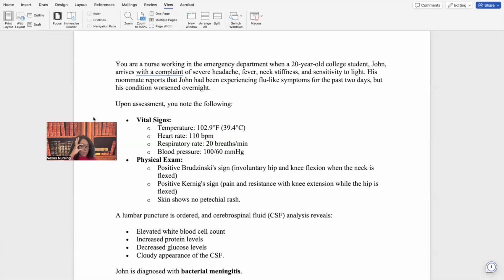Let me repeat that. You are the nurse caring for the patient with bacterial meningitis. Which intervention would you prioritize? A, administering antibiotics within 60 minutes of arrival. B, placing the patient in protective isolation. C, elevating the head of the bed 90 degrees. Or D, encouraging oral fluids to maintain hydration.